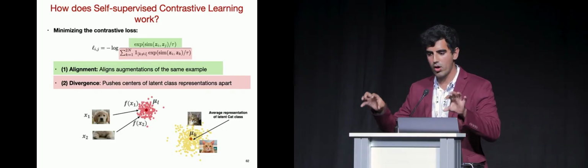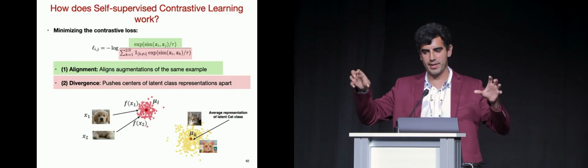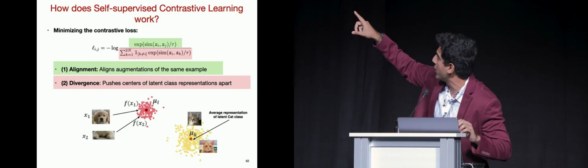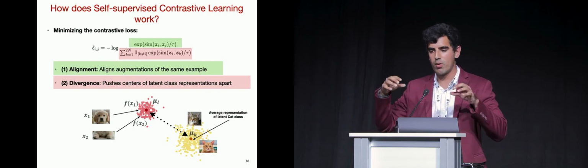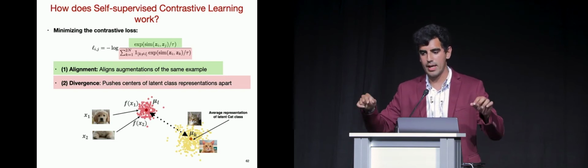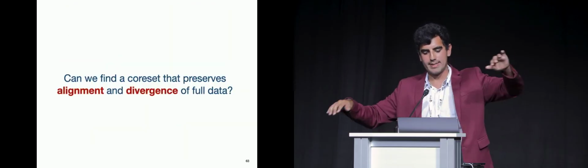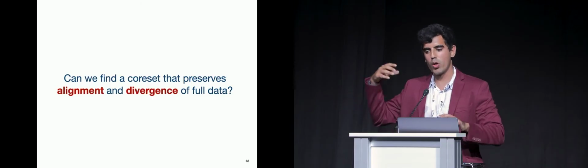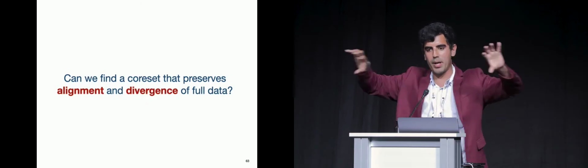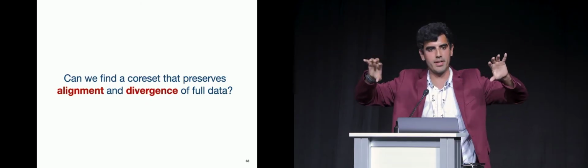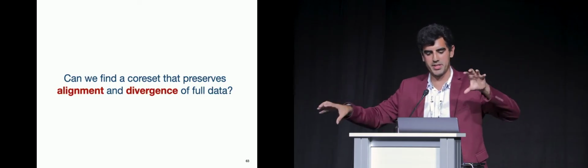So we can think of every latent class as having some center, like the average representation of that latent class. Here I've shown the average representation of the cat class. And what divergence means is that contrastive learning ensures that these average representations of the latent classes will be well separated. So in summary, what contrastive learning is doing for us is that it's clustering these augmentations of the same example and separating centers of different latent classes. And hence, you have this nice property of clustering in representation space happening.